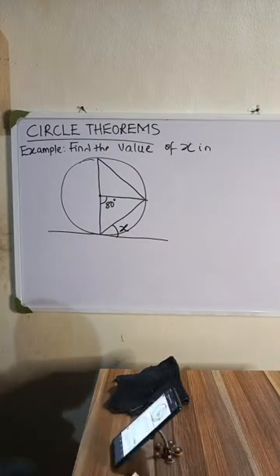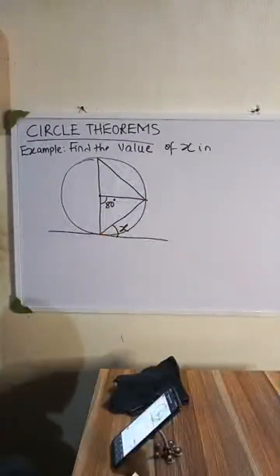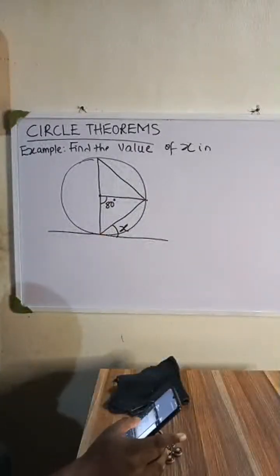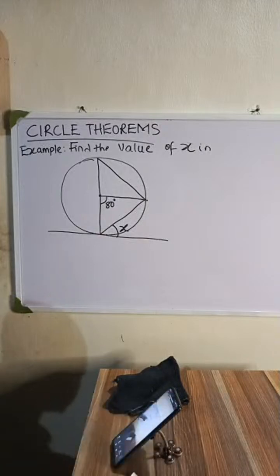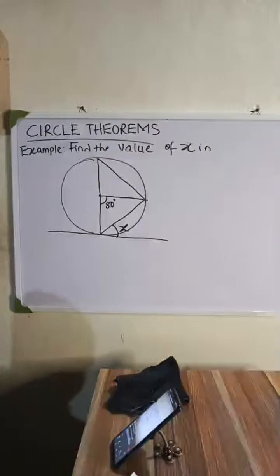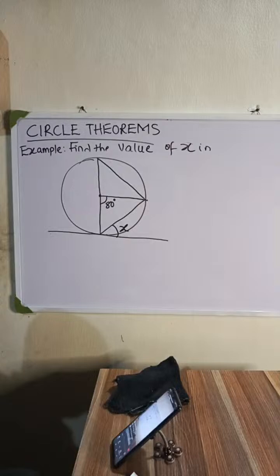So we're expected to find the value of x. I'd like you guys to try it out in 2 minutes, and then let's see what the answer will be. Try it out in 2 minutes. Yeah, the network is very bad.